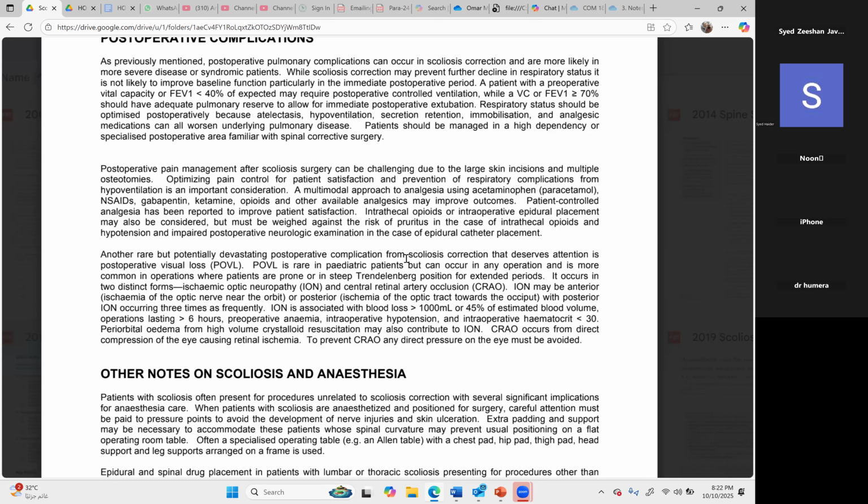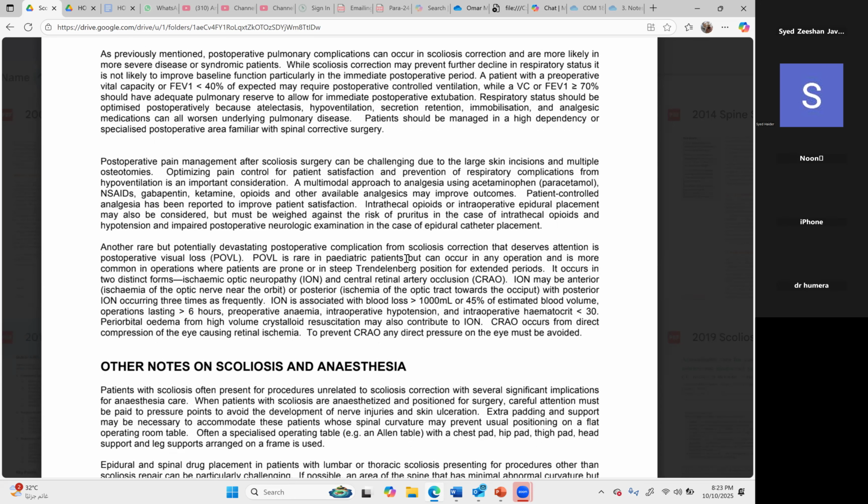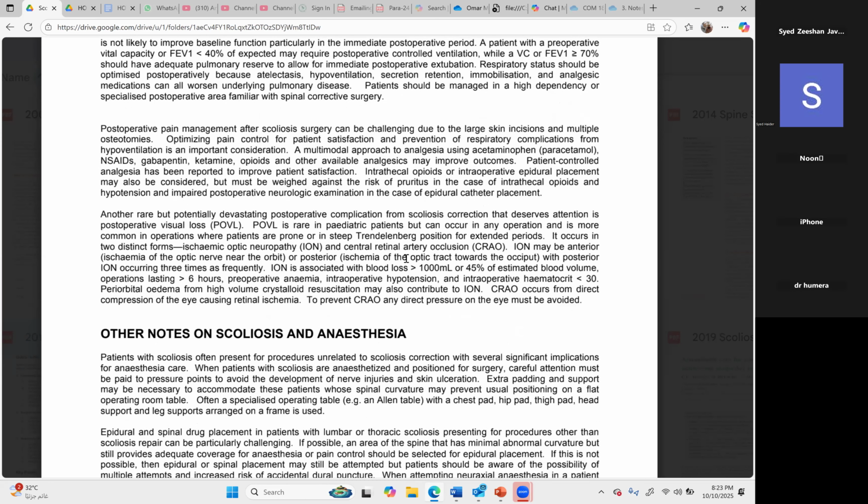ION is associated with blood loss, operating time lasting more than 6 hours, preoperative anemia, intraoperative hypotension, and low intraoperative hematocrit, so almost the same things. One thing which is not written, and I'm not sure about it, but I think I have read somewhere: I was expecting it to be here, but tranexamic acid is also one of the triggering factors. Central retinal artery occlusion occurs from direct compression of the eye, causing retinal ischemia. Any direct pressure must be avoided.